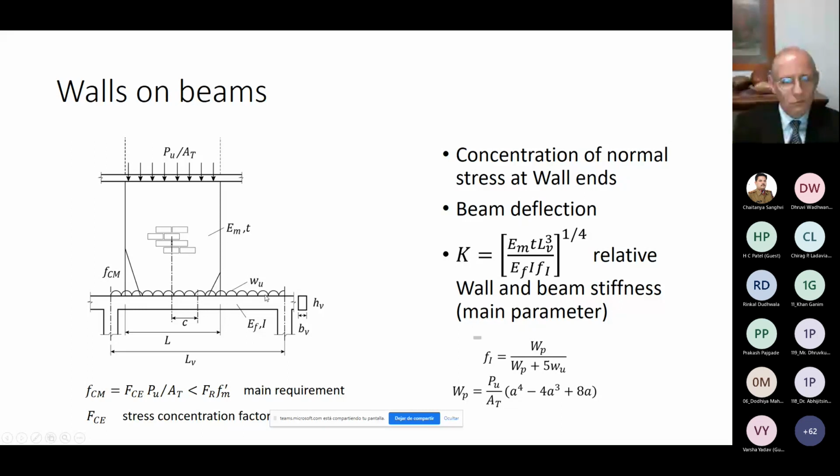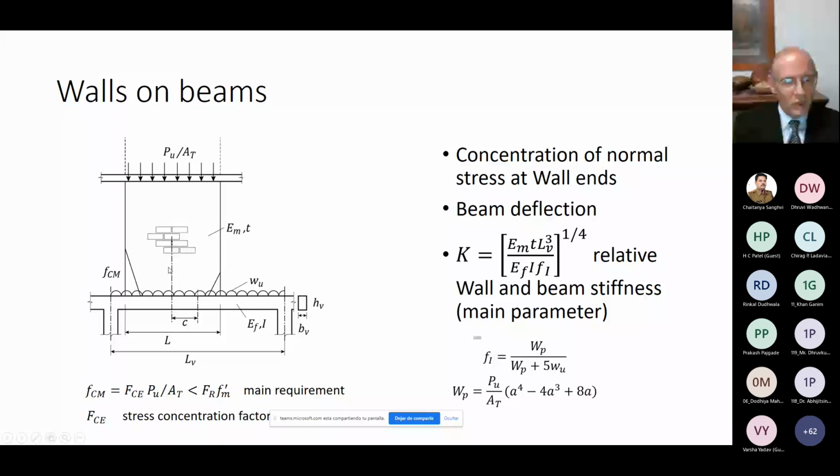This is this value. And what we studied is this concentration; this is the concentration factor that multiplies this average stress and produces the maximum stress in one of the ends of the wall. So that's why we call this FCE a shear stress concentration factor. This is a unit for stress, and that leads to the maximum stress in the wall. And we need to check that this maximum stress does not exceed the maximum compressive capacity of the masonry.